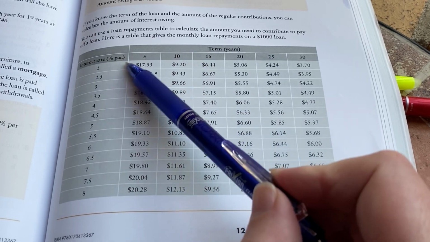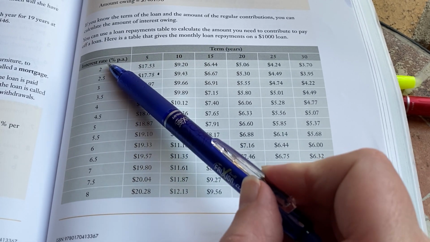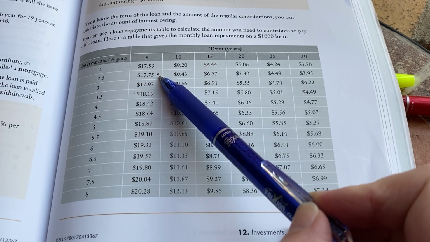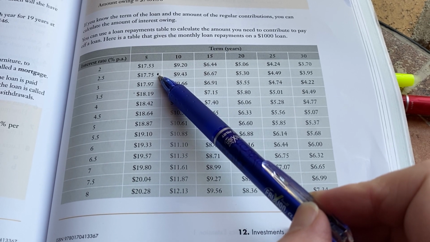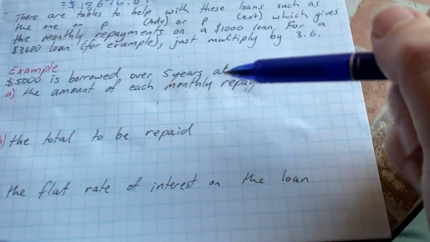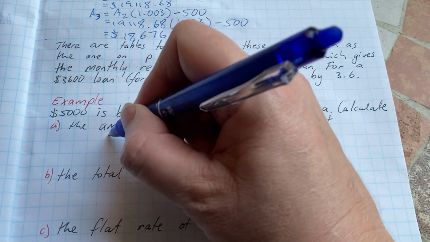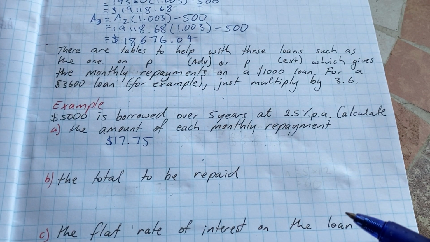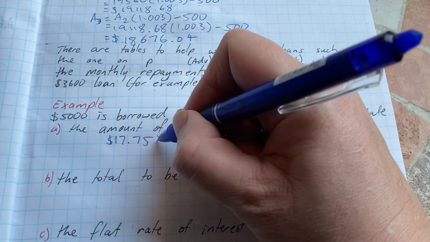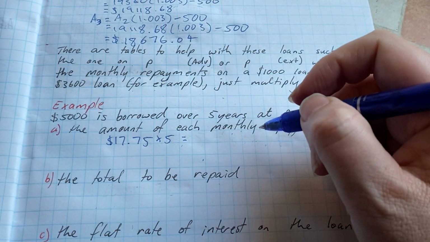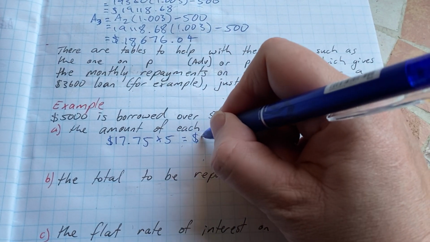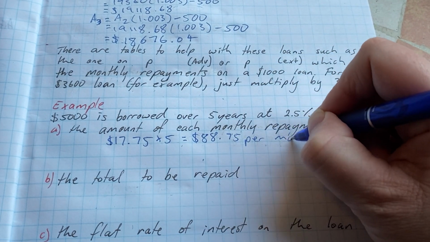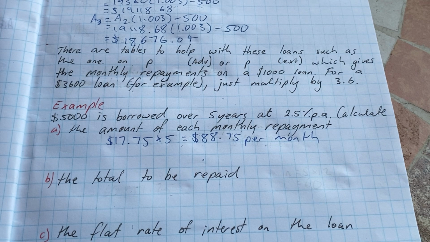So our term is 5 years. Our interest rate per annum is 2.5%. The table gives $17.75 for each $1,000. So for $1,000 from the table, our repayments would be $17.75 per month. But because it's $5,000, let's just times that by 5. And that gives us per month $88.75. So that table's pretty useful.